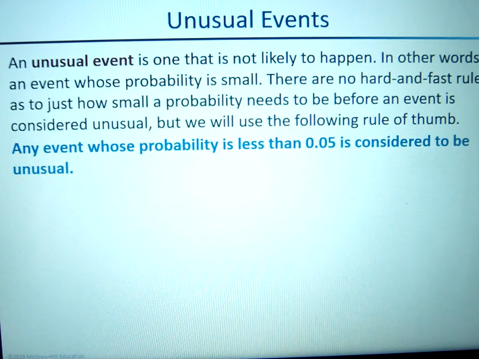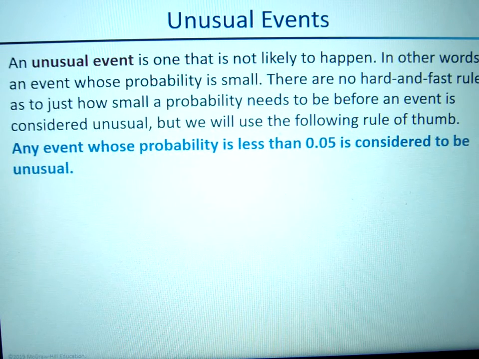Now, an unusual event you don't hear too often, but it's one that is not likely to happen. In other words, an event whose probability is small. There's no hard and fast rules as to just how small probability needs to be before an event is considered unusual, but we'll use the following rule of thumb. Any event whose probability is less than 0.05 is considered to be unusual.